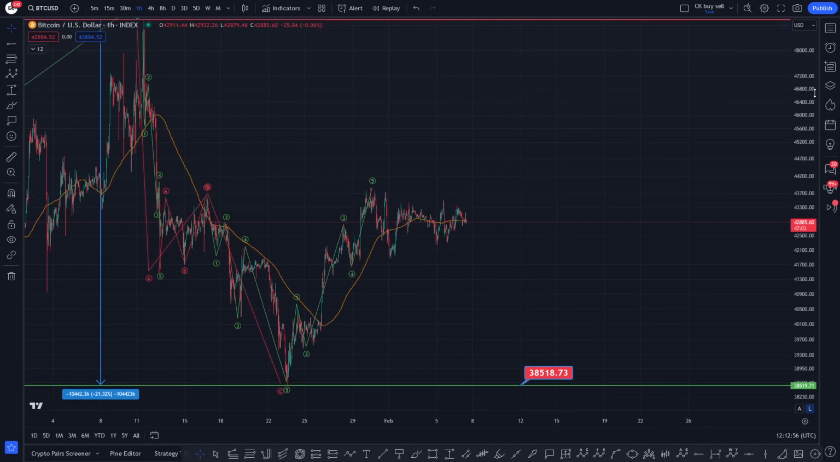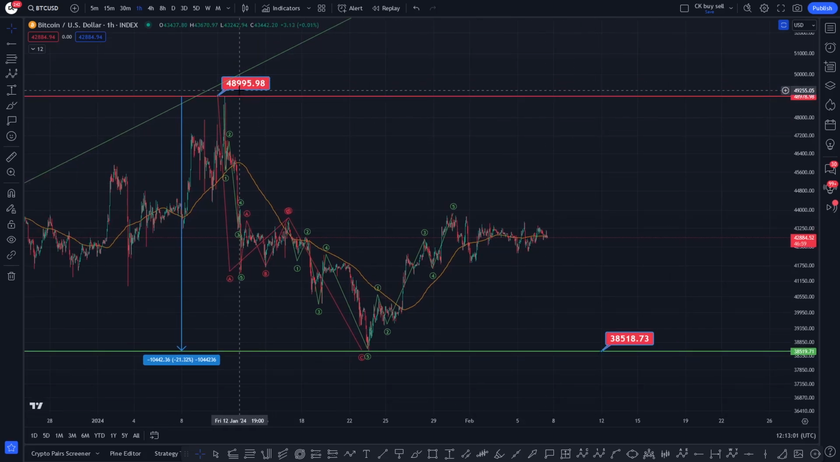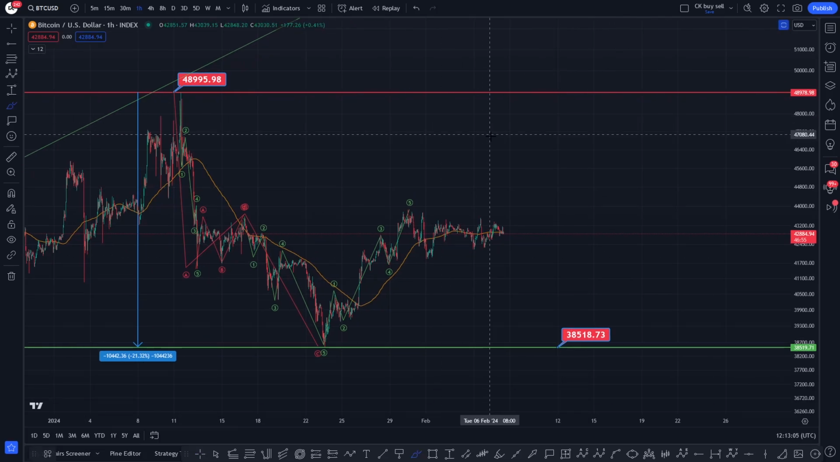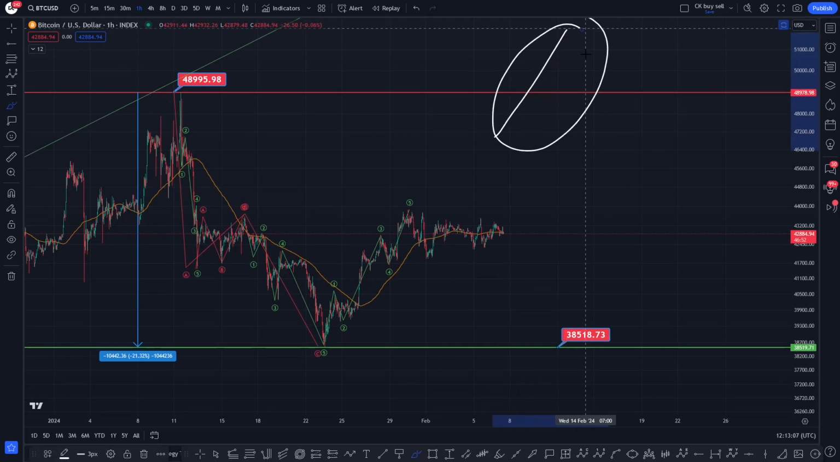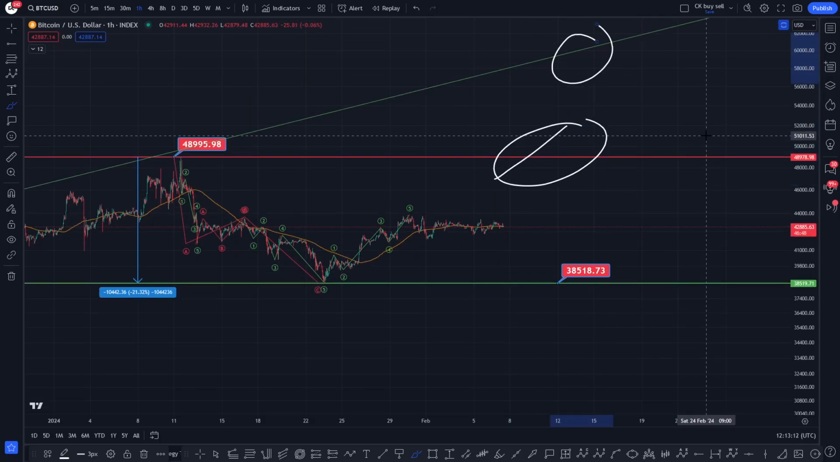So in theory, if we are right now on the cusp of a third wave, it has the power to take out that 48995 before losing that low. If we see that, like I said to you, I think Bitcoin could go parabolic at this point, towards this green line at least, and equally the all-time high.